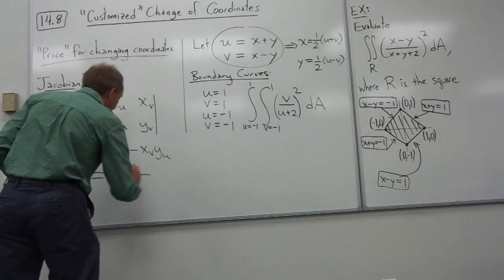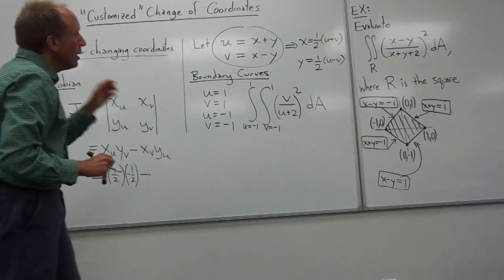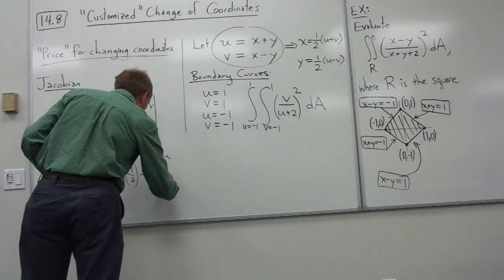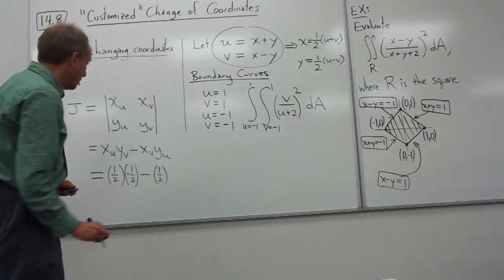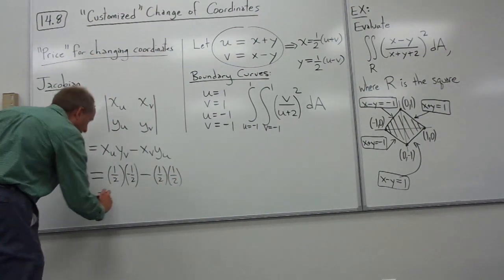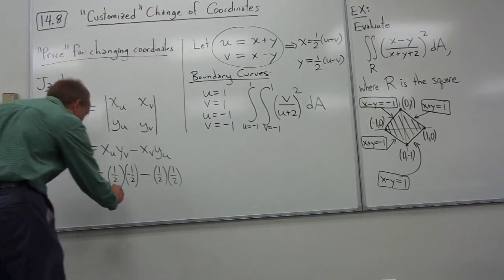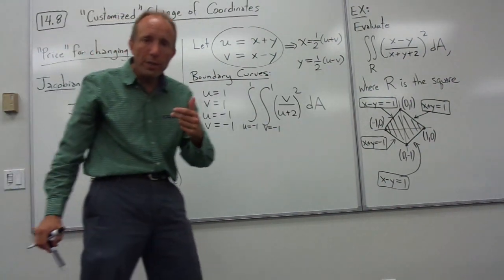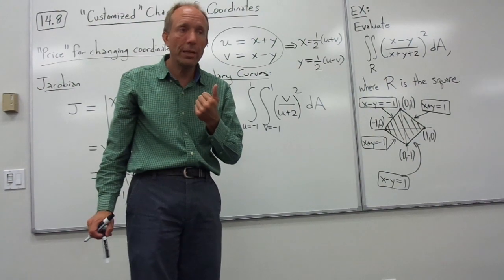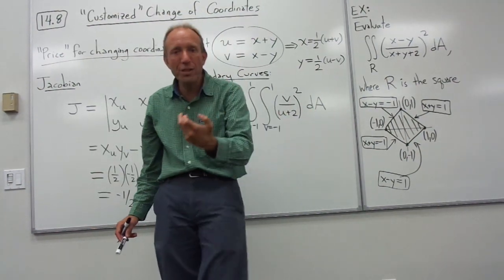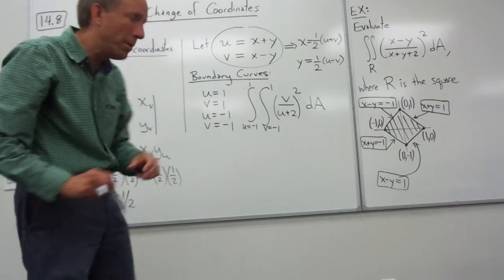Okay? And then minus, I have to take x sub v, which is 1/2, and then y sub u, which is also 1/2. This is actually going to be a little bit of a problem. It comes out to negative 1/2. It turns out the Jacobian should always be made positive because we're talking about area here. The dA is some differential amount of area. It should not be a negative number.